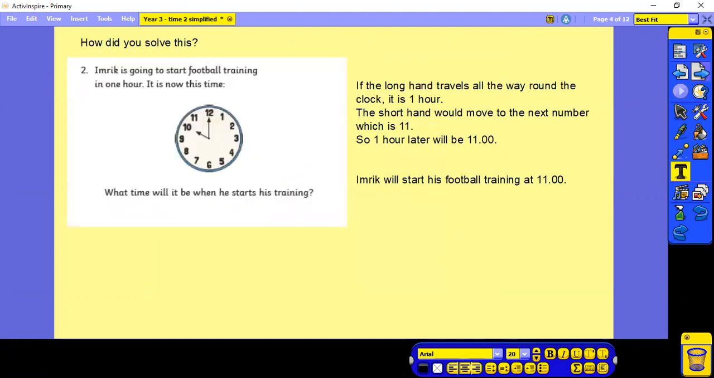So how did you solve this? Let's have a look. So when Imric was telling the time, it was 10 o'clock, and he was going to start his football training an hour later. So when we're doing an hour later, the long hand is going to move all the way around the clock face and back to the 12. And whilst it does this, the short hand is going to move from the 10 to the 11. So Imric is going to start his football training at 11 o'clock. So an hour later than 10 will be 11 o'clock.